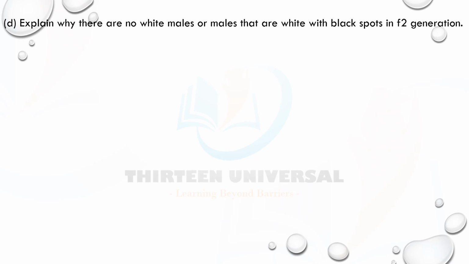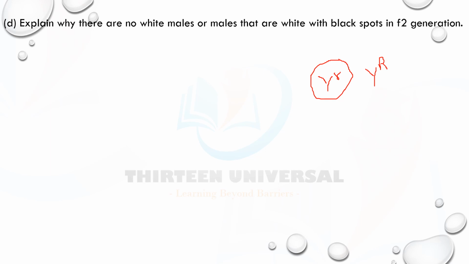Explain why there are no white males or males that are white with black spot in the F generation. Now there are no white males because, number one, we do not have Y gametes that have the white allele. White allele is this superscript. We don't have it, it's not present. It's only the dominant that is present. The dominant allele is this superscript that's present, so that's the one that was passed on.